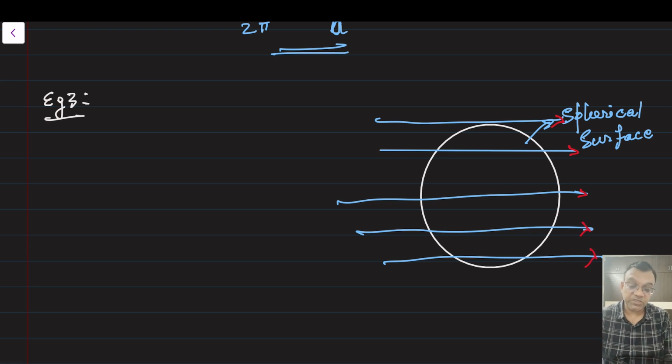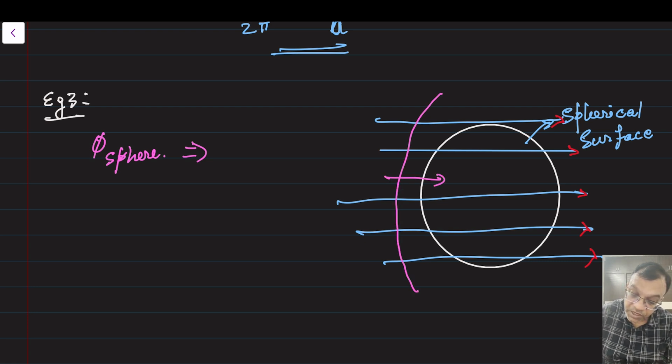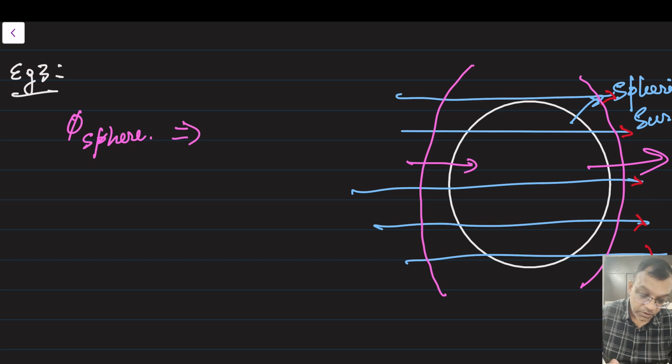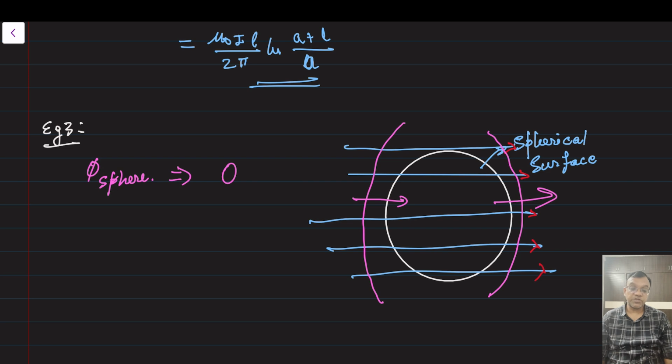Now, what is the magnetic flux linked with this sphere? In this question, you have to use the fact that physically flux is interpreted as the number of field lines linked with the surface. Here, the number of field lines entering and the number of field lines leaving are equal. So the magnetic flux linked with the sphere becomes 0.